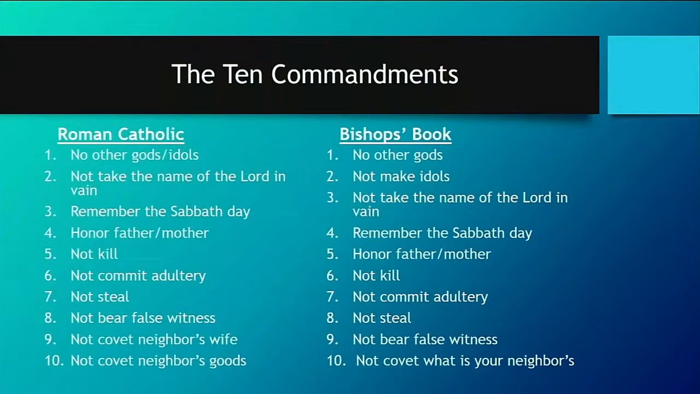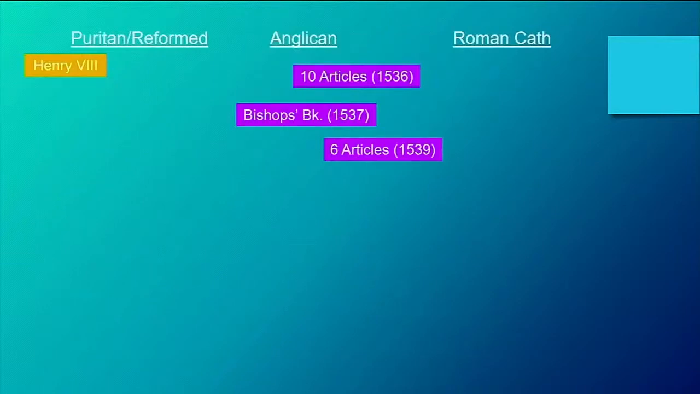And the Bishop's Book breaks away from that, and that would have been a radical step for them to do. Restoring the numbering of the Ten Commandments to the more traditional way. So the Bishop's Book moves it back towards, we're stepping more toward the Reformed camp, but then that's followed by the Six Articles in 1539, which is a revision of the Ten.